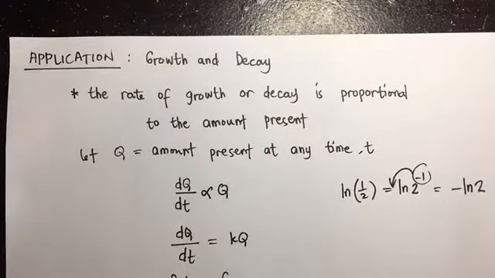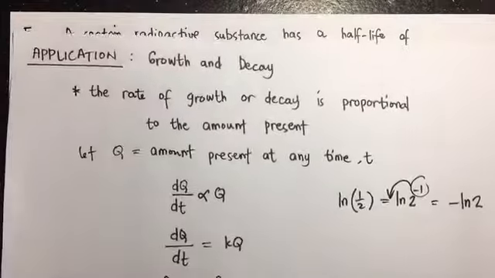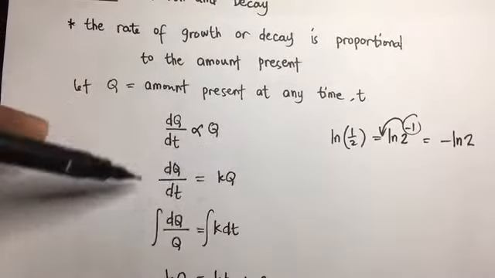Okay, so let's solve an example problem. A certain radioactive substance has a half-life of 36 hours. Find how long it takes for 90% of the radioactivity to be dissipated. So this is a decay problem. Radioactive decay follows the rate law that we have stated earlier. So radioactive decay follows this.